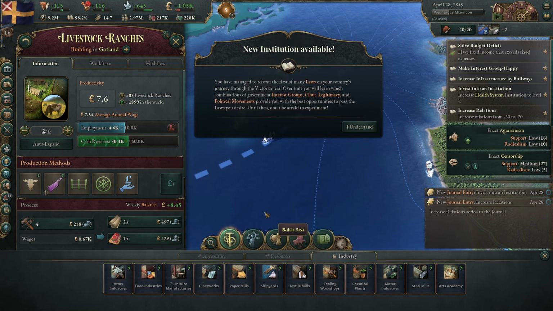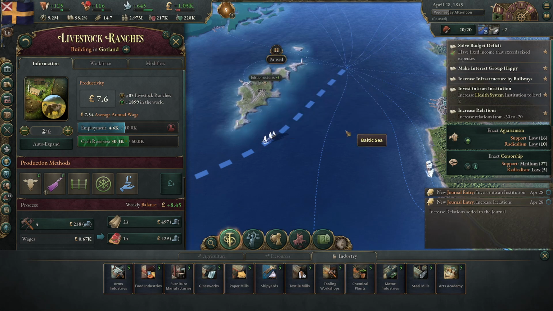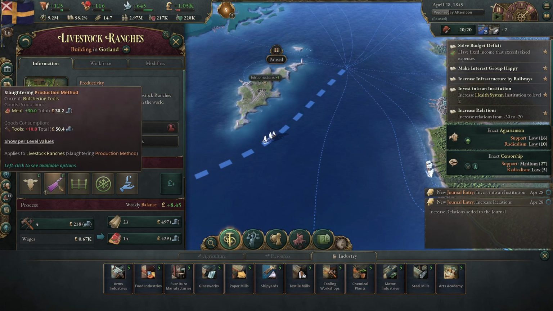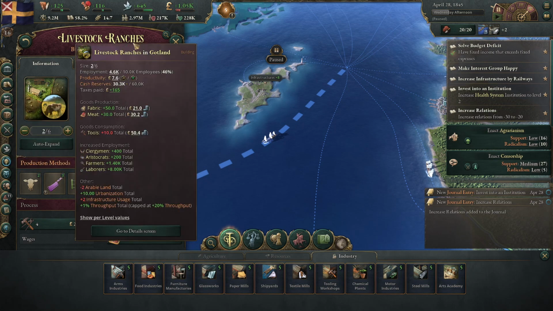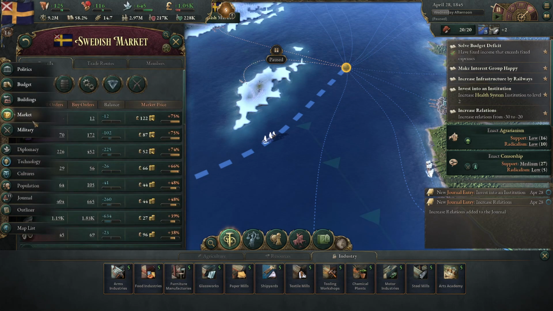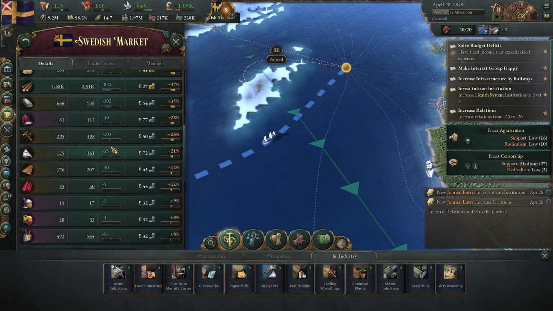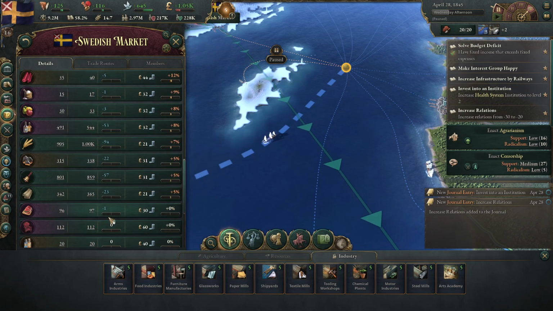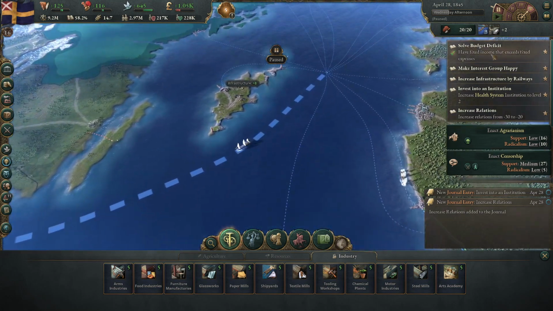Blacksmith health out. Okay, new institution available. You've managed to reform the first of many laws of countries, so we need to do an institution. All right, we'll look at that in a minute. Looking at this, we got 10% more things. We got meat. What's the price of meat at the moment? Is it profitable? No, we've got a quality, so there's no point improving that.